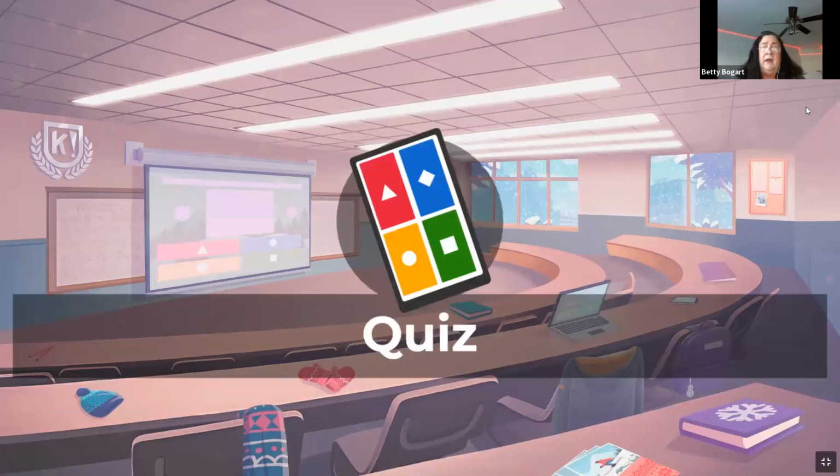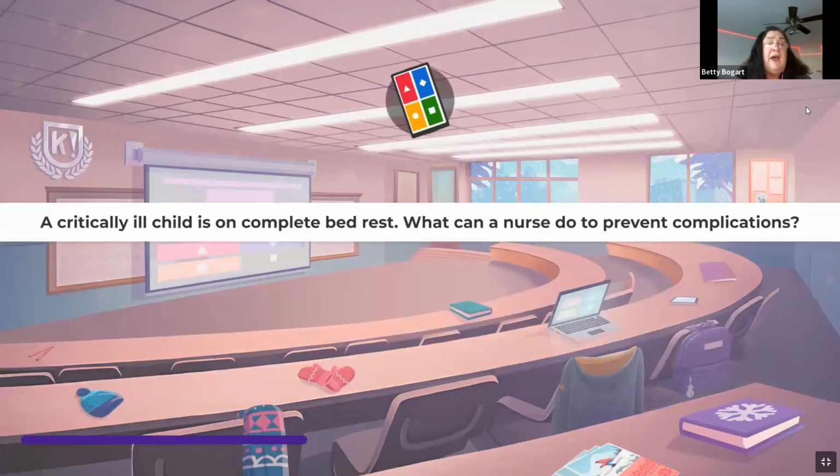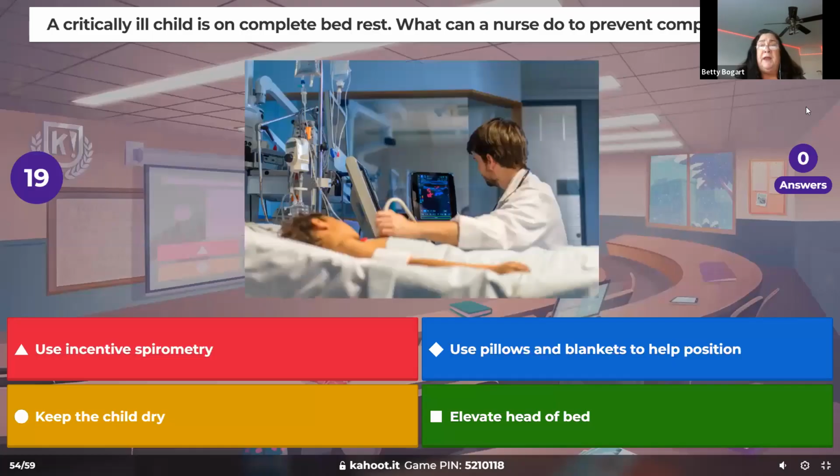A critically ill child is on complete bed rest. What can a nurse do to prevent complications? We think only of somebody who's on bed rest for long periods of time as the elderly or adults. Well, children can be in bed for months for many different reasons. So we have to do a lot of things to prevent complications.